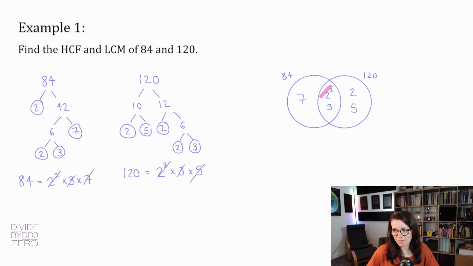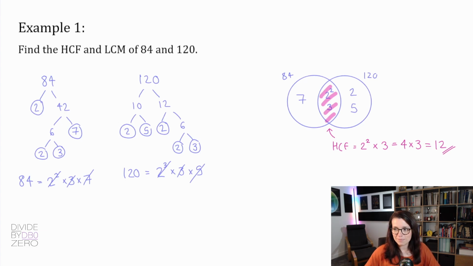To get the HCF, remember we look at the middle overlapping part and we times any numbers that are in the overlap together. So HCF in this case will be 2 squared times 3. Working that out would be 4 times 3 or 12. So 12 is the highest common factor for 84 and 120.